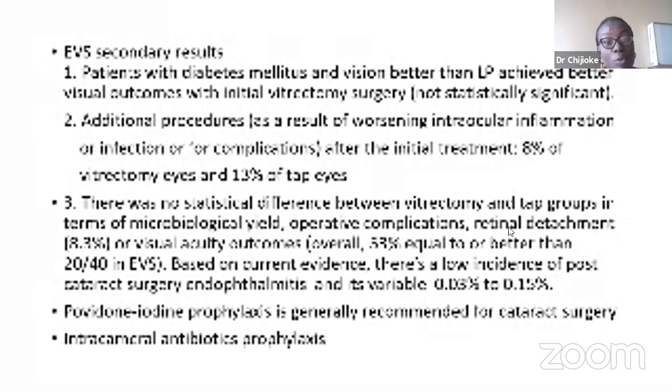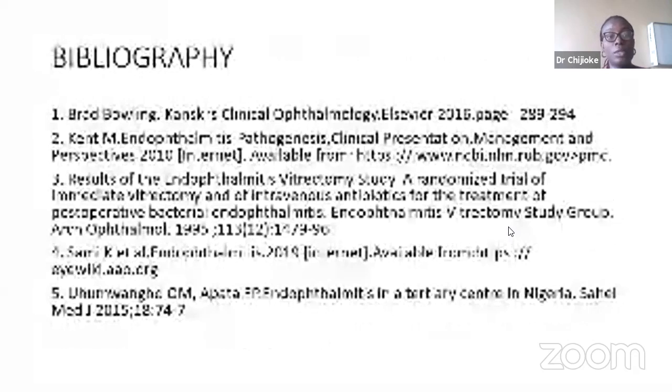Based on current evidence, there is a low incidence of post-cataract surgery endophthalmitis, and it is variable, 0.03% to 0.15%. Povidone iodine prophylaxis is generally recommended for cataract surgery, and intracameral antibiotic prophylaxis is also recommended. And this is my bibliography. Thank you.